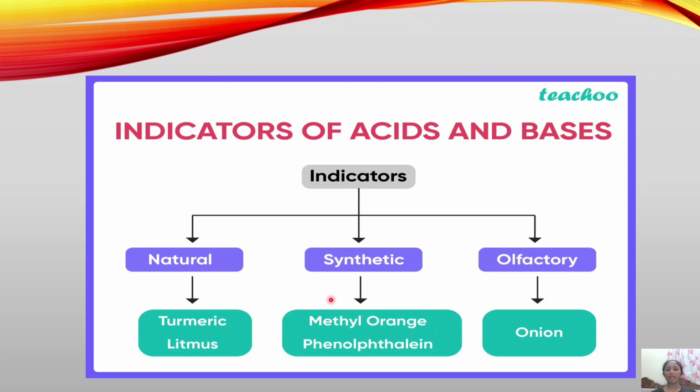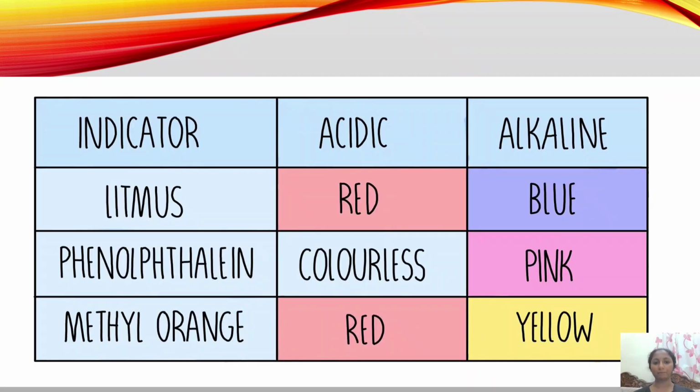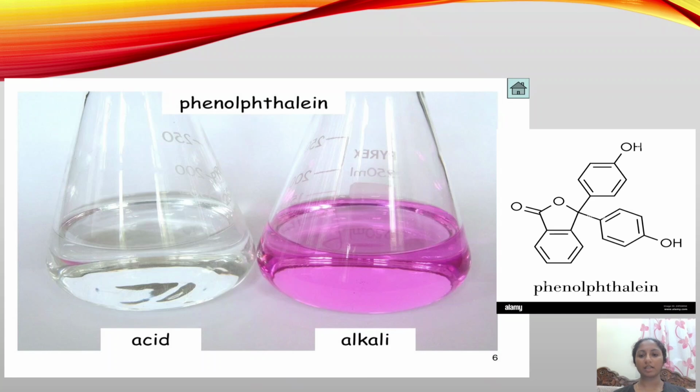Then we can move to the synthetic indicators. For synthetic indicators, we can give examples such as methyl orange and phenolphthalein. They will change their color in acidic and basic medium. Let's take the case of phenolphthalein, which will have a pink color in basic medium. Alkali means base. The bases which are dissolved in water, we call alkali.